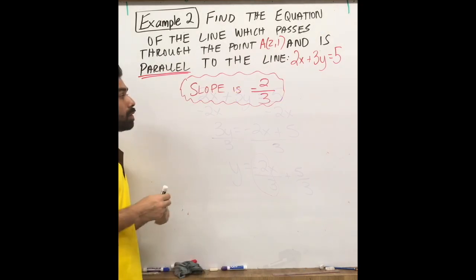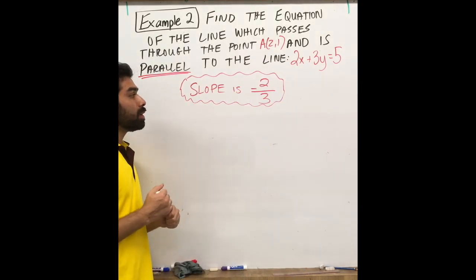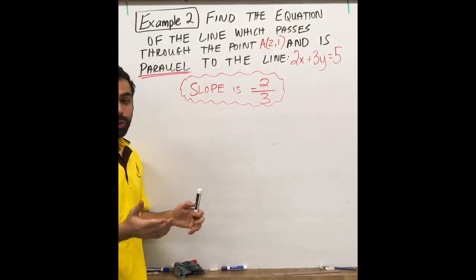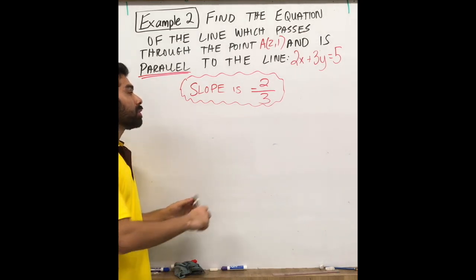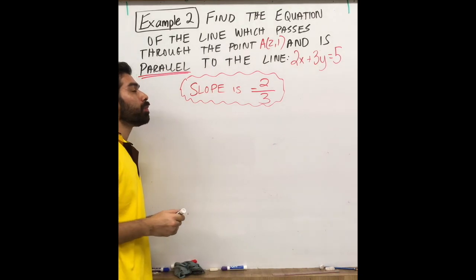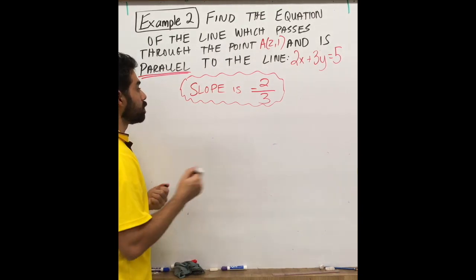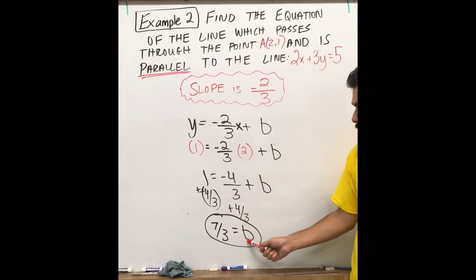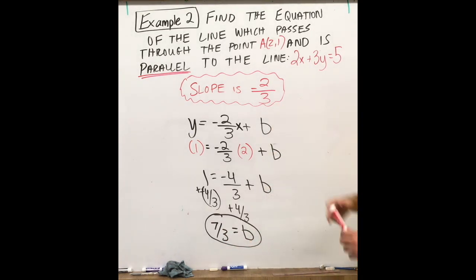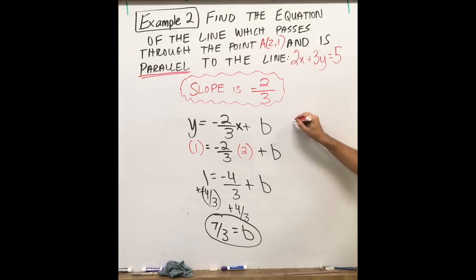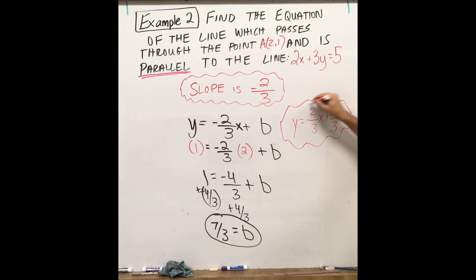Since we have the slope now, which is -2/3, you can choose whichever method you want, as long as you work with the point (2, 1). I end up having 7/3 as our y-intercept. We have our y-intercept and we have our slope, so we can go ahead and put this in our linear equation. So we have y is equal to -2/3x plus 7/3. So this line is parallel to the given line.